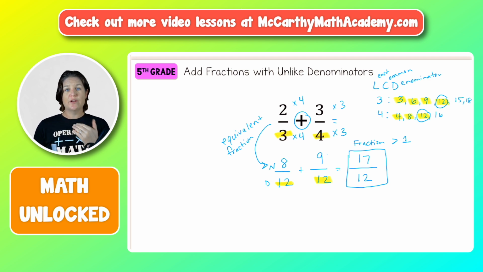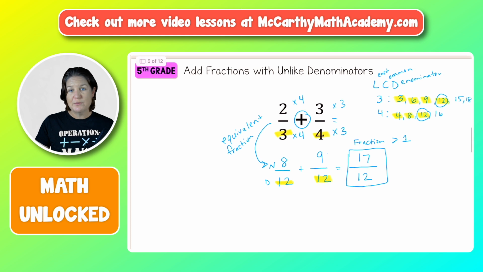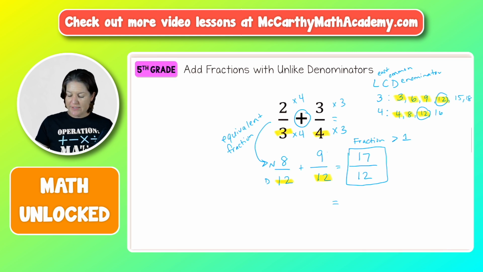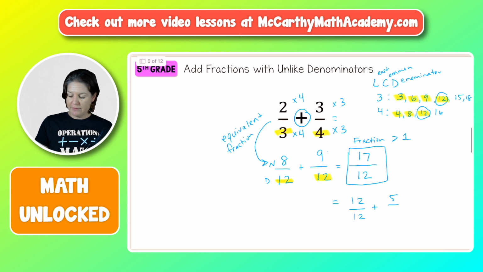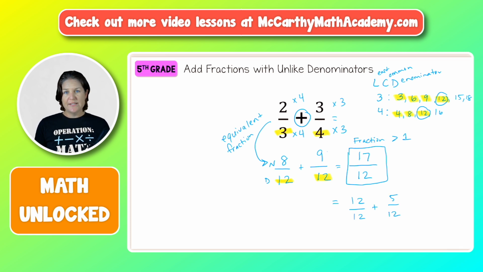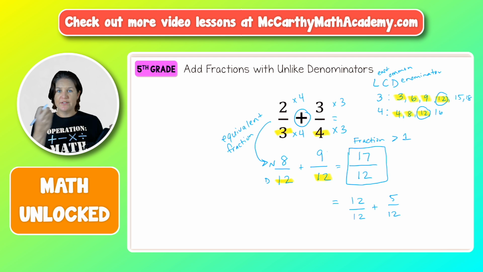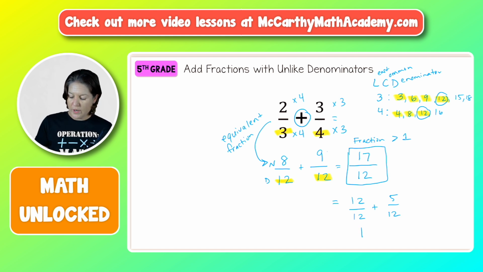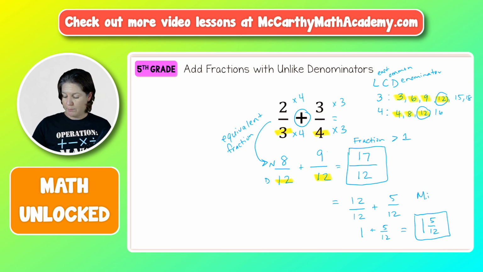We also need to be able to convert, sorry, I hit my microphone. We also need to be able to convert this into a mixed number. So we have to pull out some wholes out of here. So if we have 17/12, that could also be 12/12. I could pull out one whole there, plus 5/12. See what I did there? I said 17/12 equals 12/12, that's one whole, plus 5/12, which equals 1 and 5/12. So this would be our mixed number.